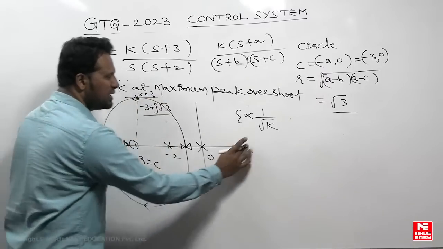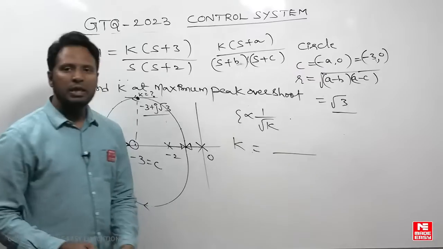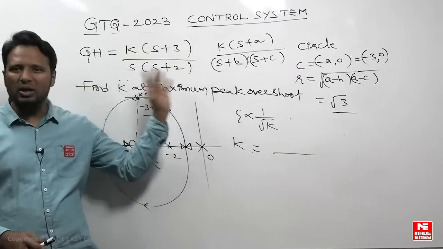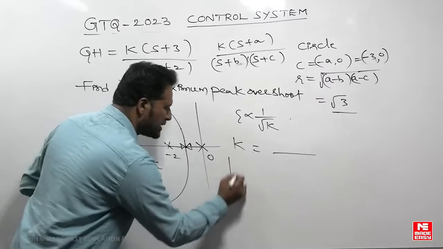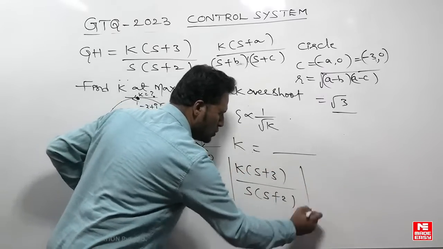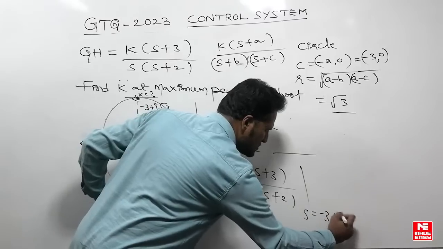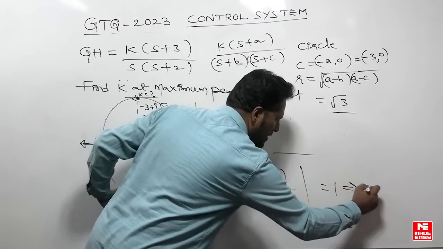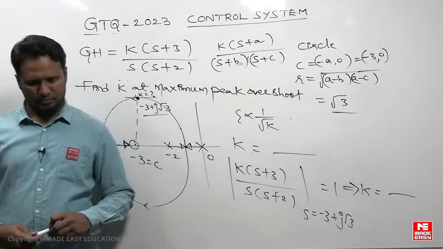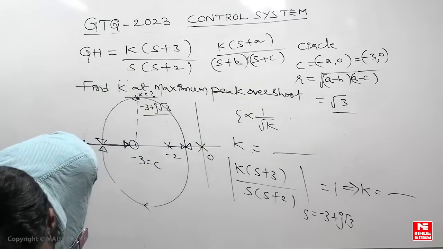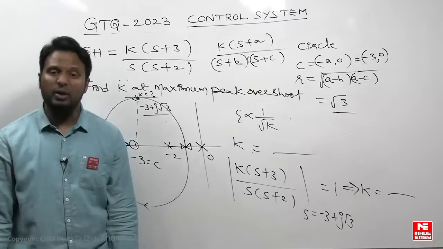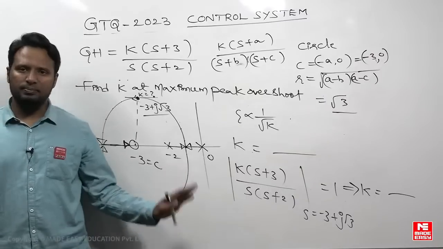Now, you can find the value of K here using that formula of product of length of the phasors. Or you can also do that using the magnitude condition. You can say that magnitude of K(S plus 3) upon S into S plus 2 at S equal to minus 3 plus j root 3 is equal to 1. From this also you can solve the value of K. Yeah, that becomes 4, Gautam Rana. You're right, Gautam, that's right.